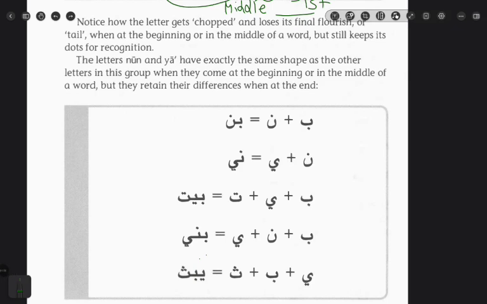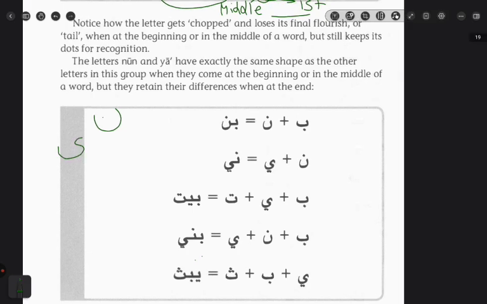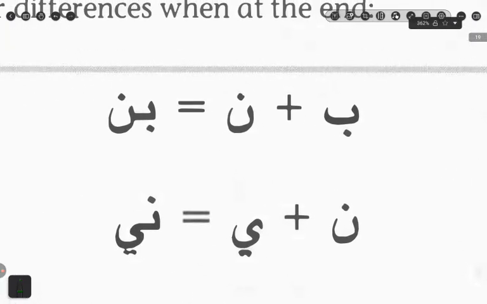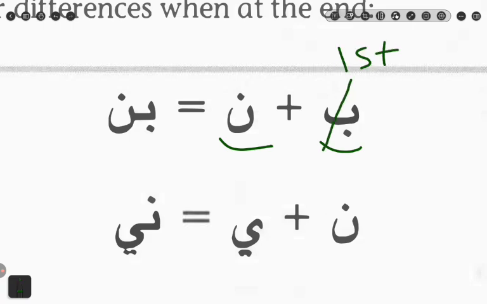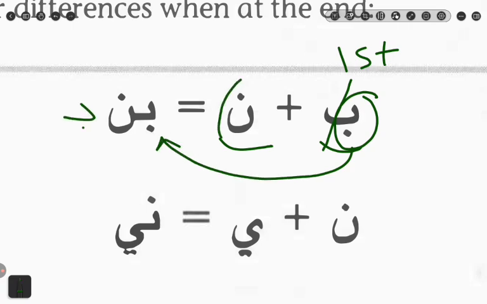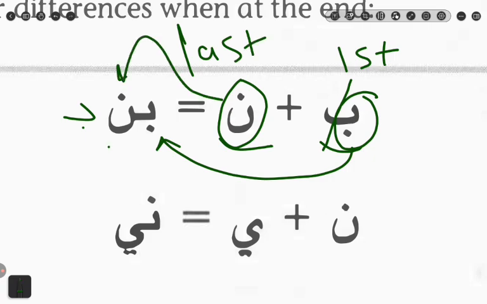So let's see new letters which are noon and ya. Let's see the first example. Here we have ba plus noon. So ba is the first letter, so we're gonna chop it into two halves and take only this part, so it will be written like this, ba. And then we have noon. Noon here is the last letter in the word, so no problem, we're gonna put it in its full shape.